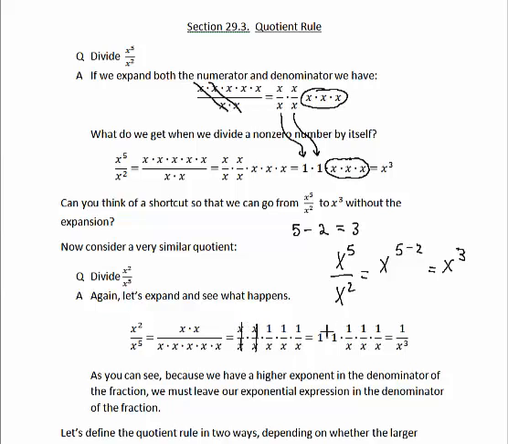X divided by x gives us these 1's to the left. And then we're left with 1 over x times itself 3 times. And we end up with 1 over x to the third.